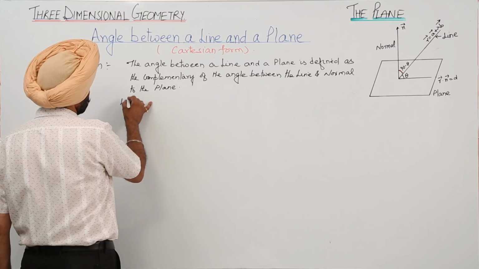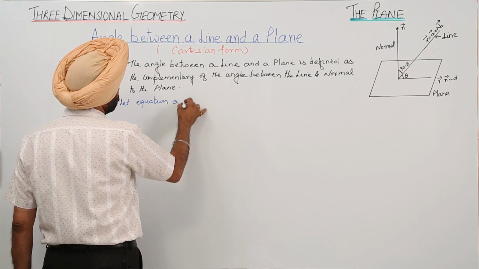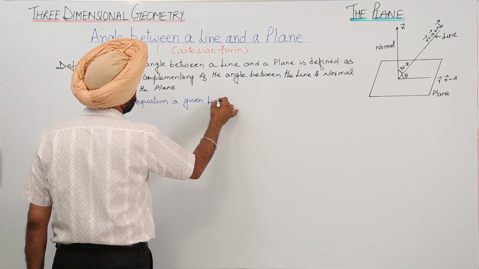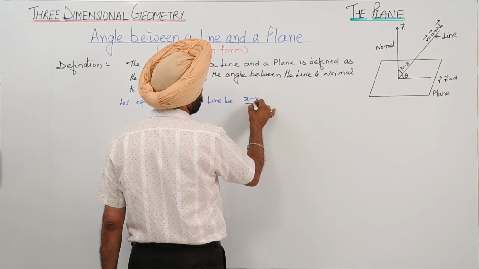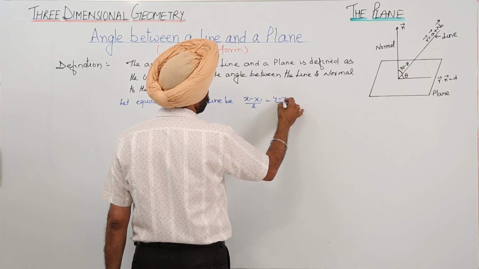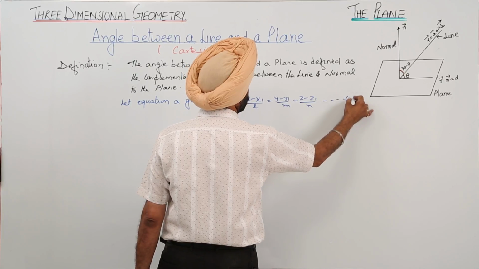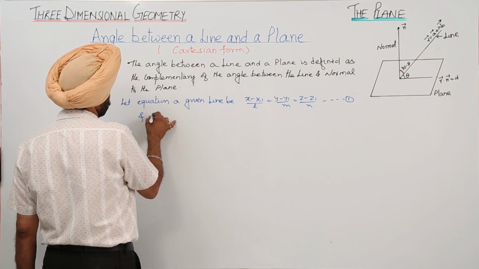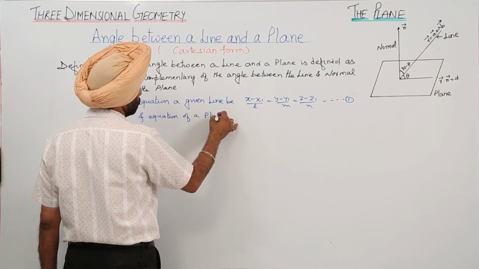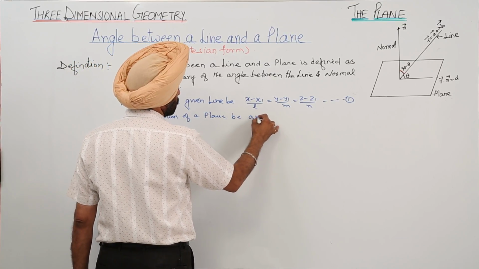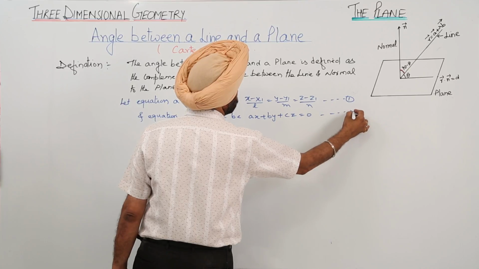Now, let the equation of a given line be (x minus x1) upon l, equals (y minus y1) upon m, equals (z minus z1) upon n, and the equation of a plane be ax plus by plus cz is equal to 0.